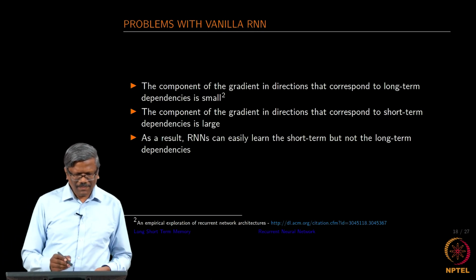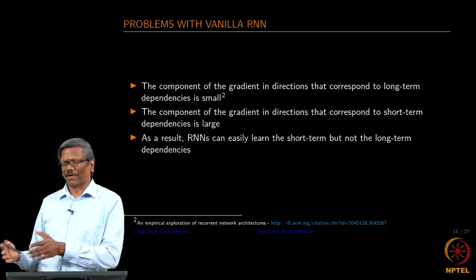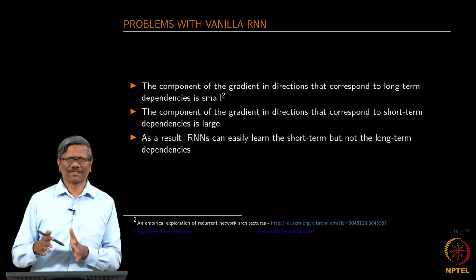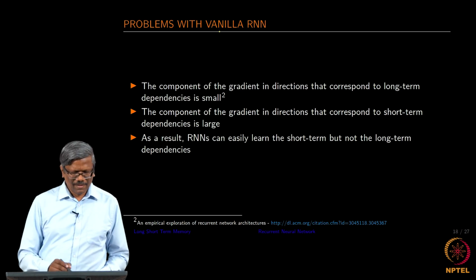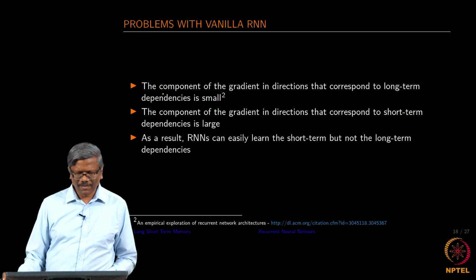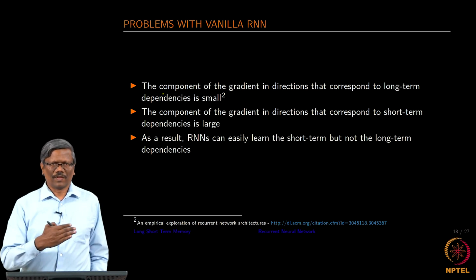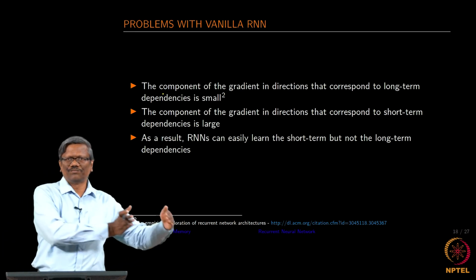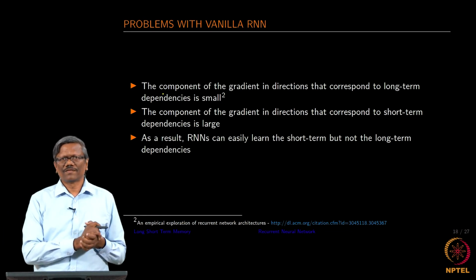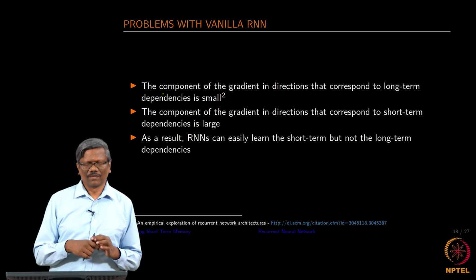So, as I mentioned earlier, what are the problems that we face with the vanilla RNN? We call it the vanilla RNN now, because there are going to be variations brought into this. In the vanilla RNN, the component of the gradient that corresponds to long term dependencies is small. As I mentioned earlier, when you move from state t to state 0, the component values become smaller and smaller. So, that is the problem of the vanilla RNN.